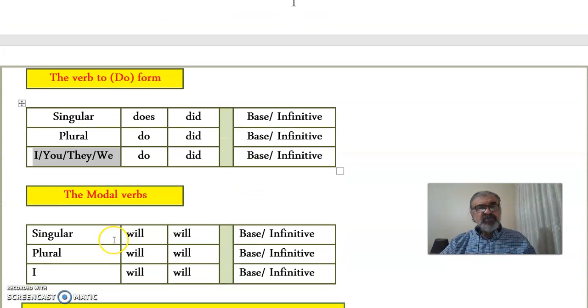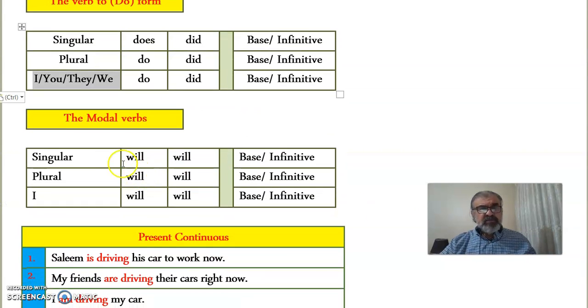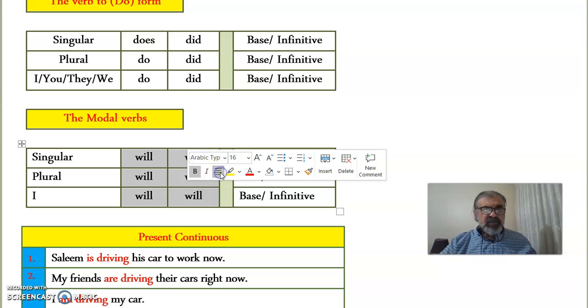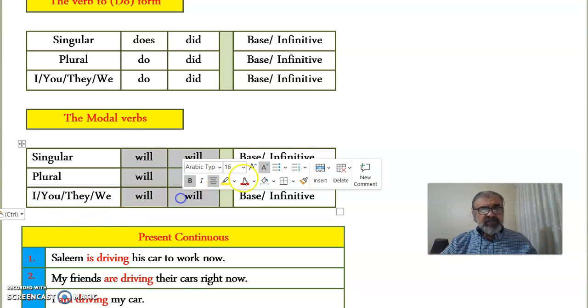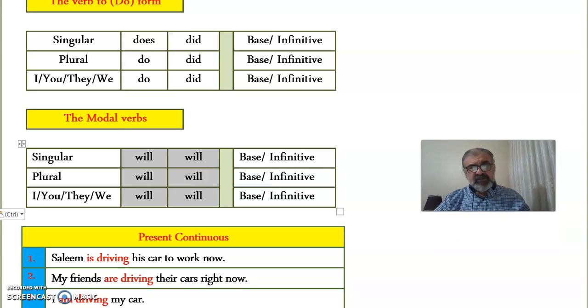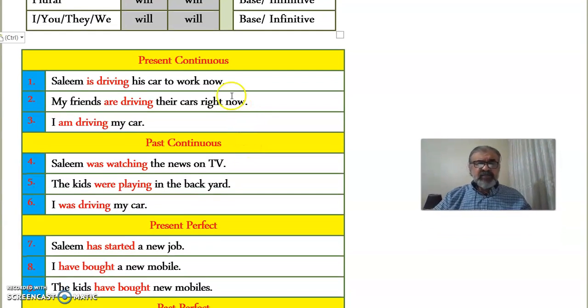Let's go down. The modal verbs, any modal verb, it doesn't have to be only will. It could be any modal verb. It could be like will, may, can, shall, and so on. And it doesn't make a difference whether we are dealing with a singular or plural subject or even any of the pronouns that we know. You could use any of these. They all take will plus infinitive. So easy. Now let's consider some examples.